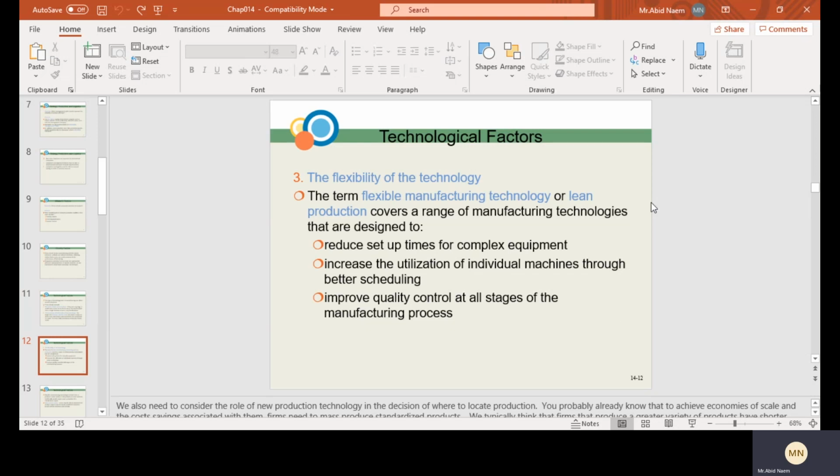And at the same time, any organization has to understand and comprehend the rationale of technological factors, which should include but not be limited to improved quality controls at all stages of the manufacturing process.